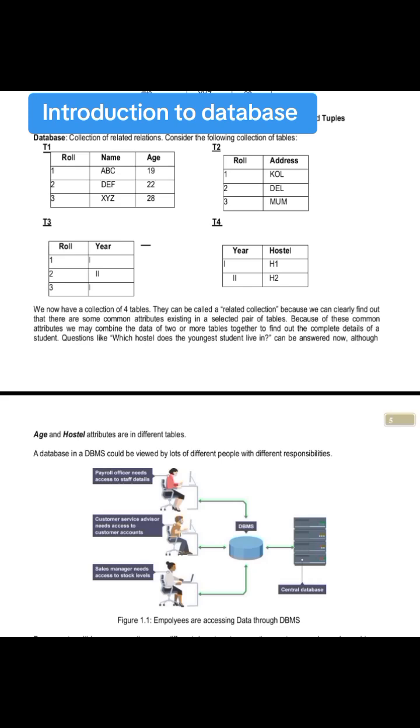And that database is where we have related tables. Each table has its own rows and columns. The columns, we call them fields, attributes, or domains. And the rows, we call them tuples or records. So records are the rows, and the attributes or fields are the columns.